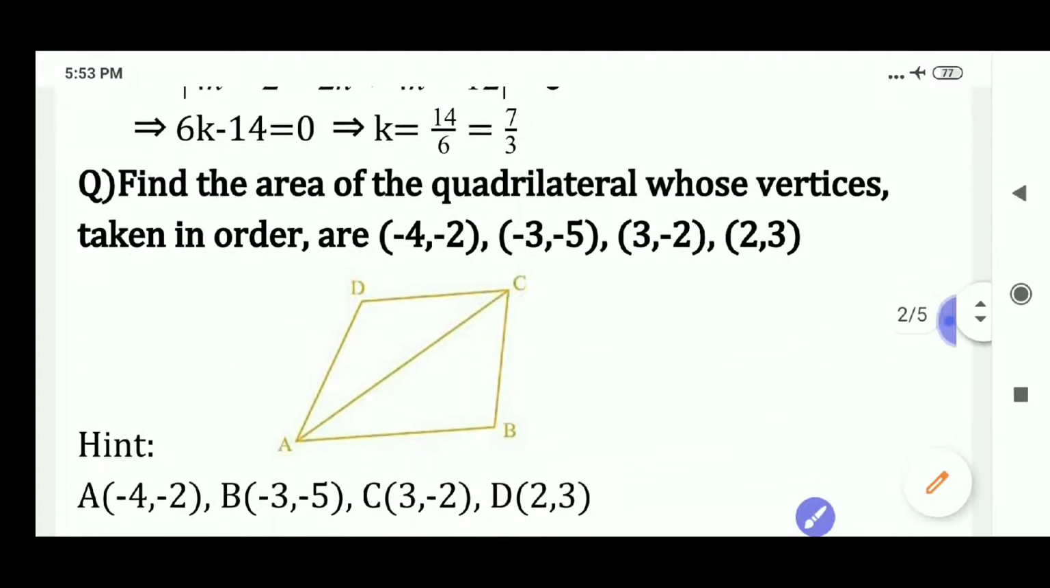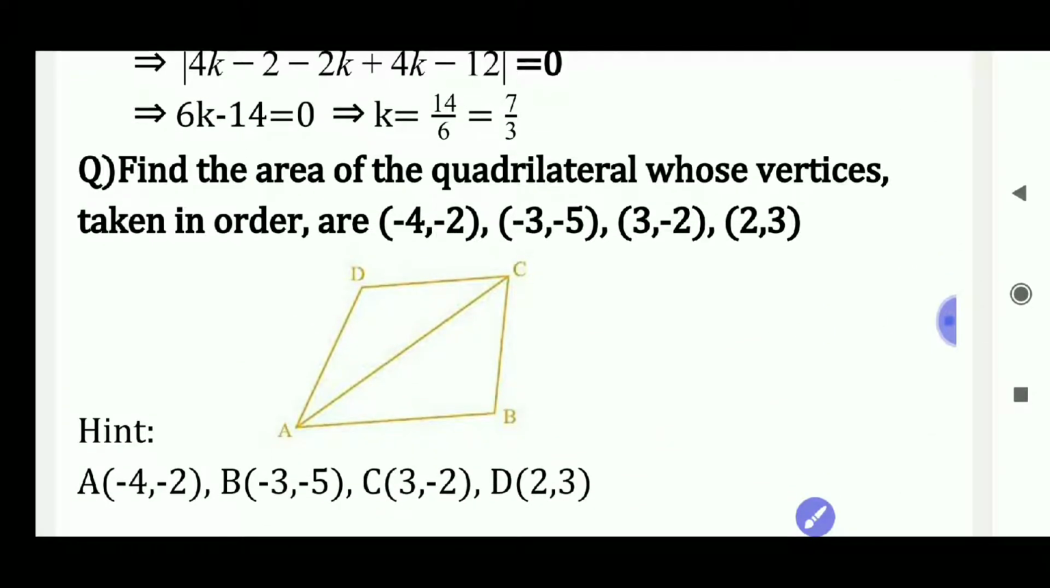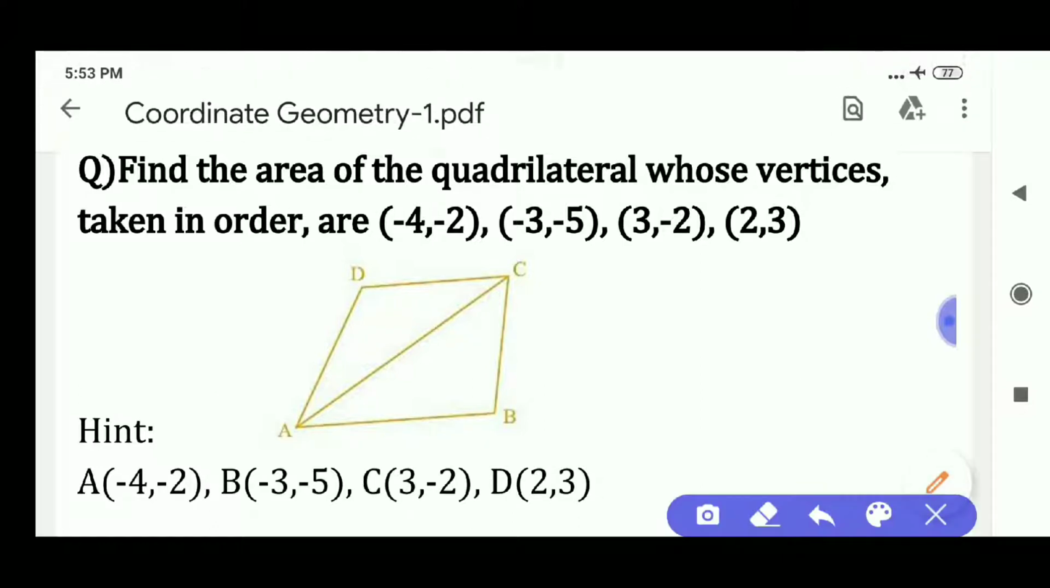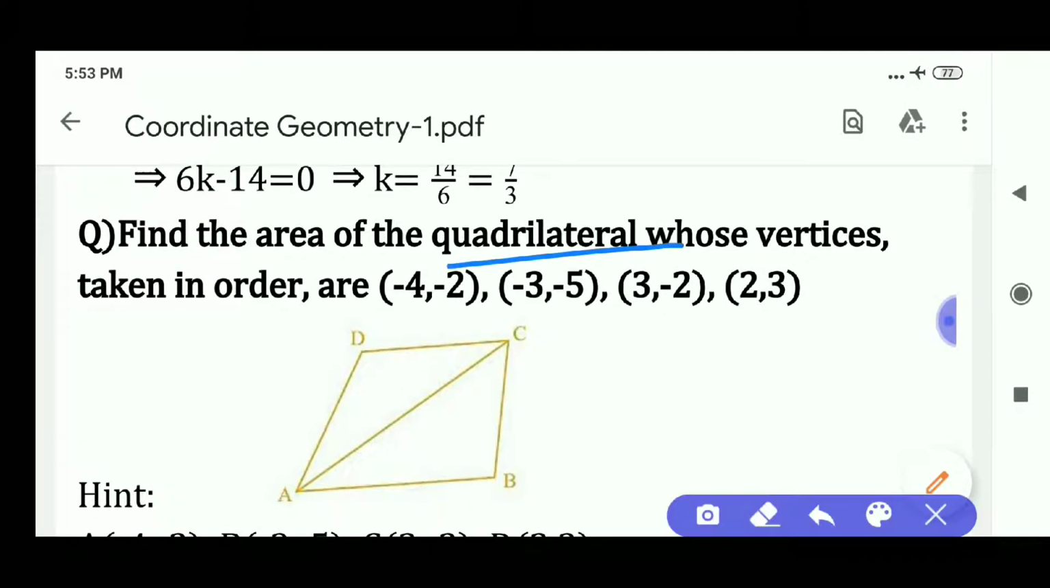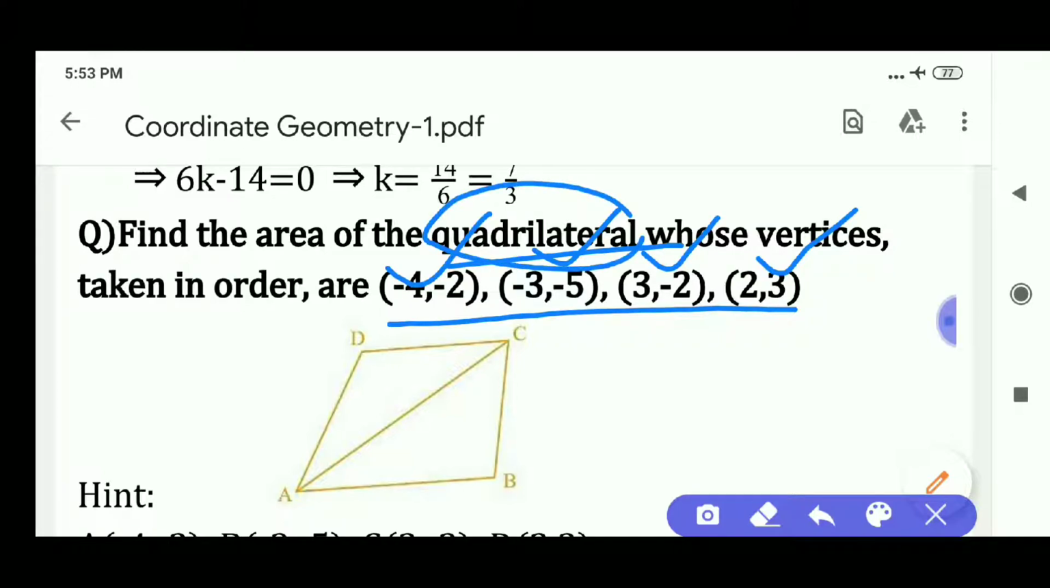Now let us go for one more question. Students, you have to solve this question. I am giving the hint only. Find the area of the quadrilateral whose vertices are given. Here it is not a triangle, it is a quadrilateral. Take the first point as A, second point B, third point C, and fourth point D. We don't know the formula for a quadrilateral, so what do we have to do? Draw a diagonal. Now it becomes two triangles.